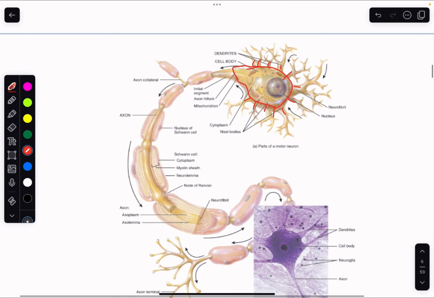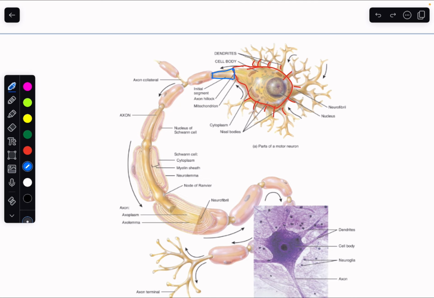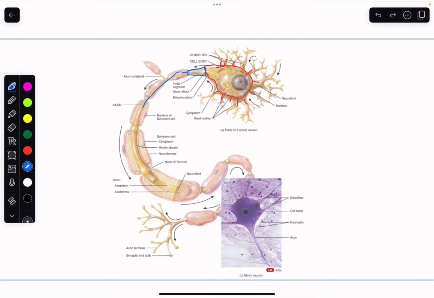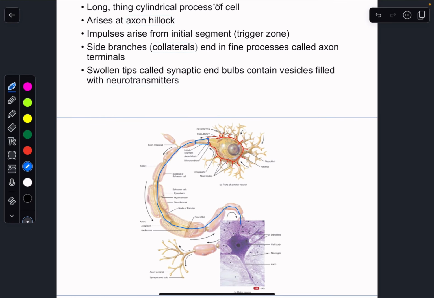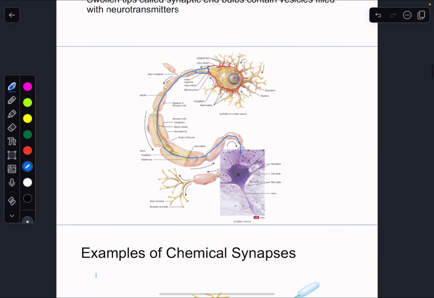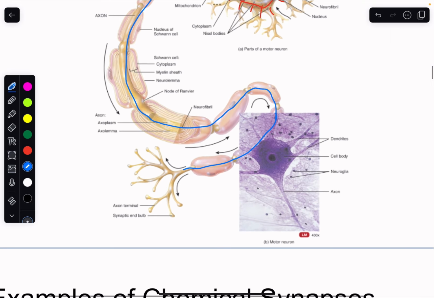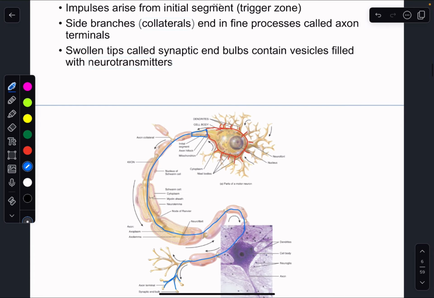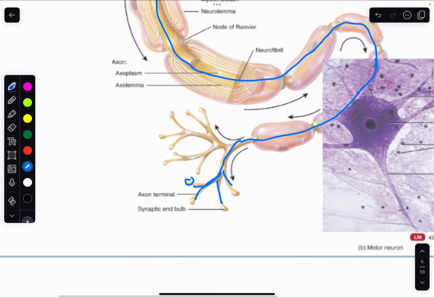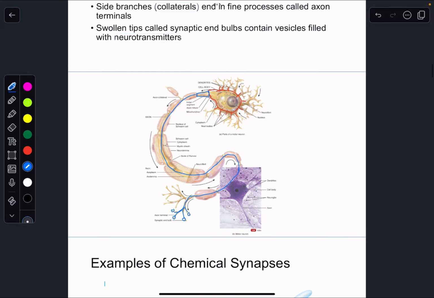So this right here is the axon hillock, and this right here is the initial segment. Basically the axon hillock and the initial segment are in the same spot, because the whole axon structure goes around like this. There are side branches, or collaterals, that end in fine processes called axon terminals. The axon goes through like that, and once it splits into different branches like this, those are the axon terminals. The swollen tips called synaptic end bulbs contain vesicles filled with neurotransmitters. So these little balls at the end of the axon terminals are filled with neurotransmitters.